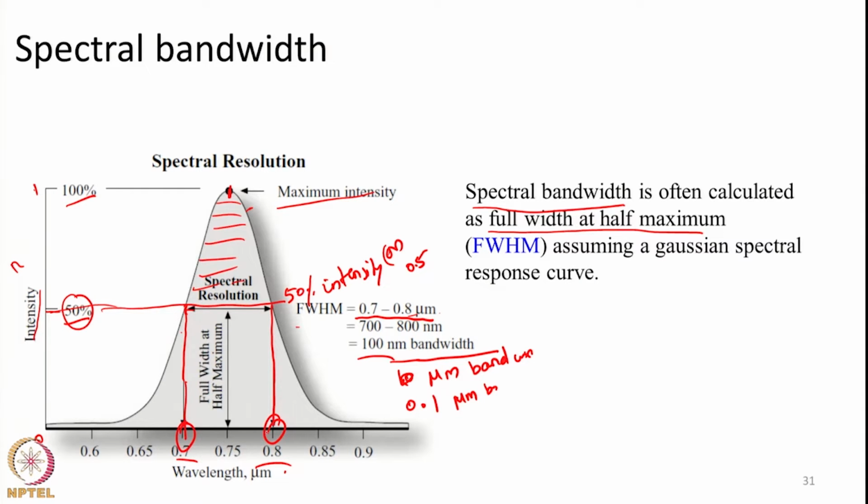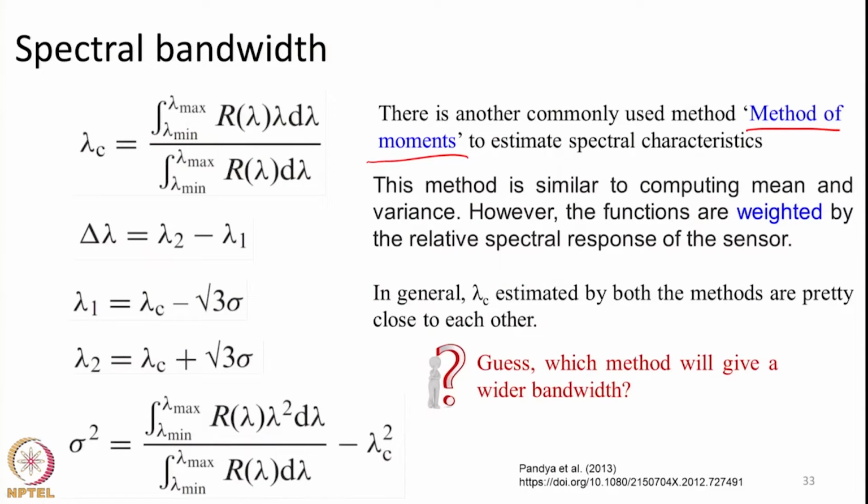But the method of moments is slightly different. It works on very similar concepts to calculating mean and variance for a continuous distribution function. We are not going into detail about it, but just remember, full width at half maximum is not the only way of expressing spectral bandwidth, though it is the most commonly used. There is another way which ISRO people use for defining the spectral bandwidth of sensors.